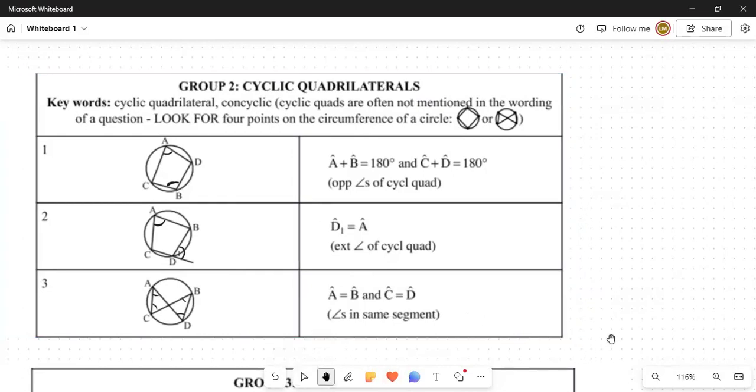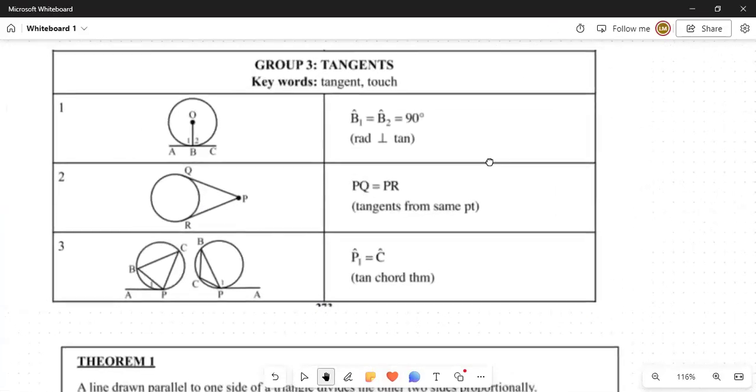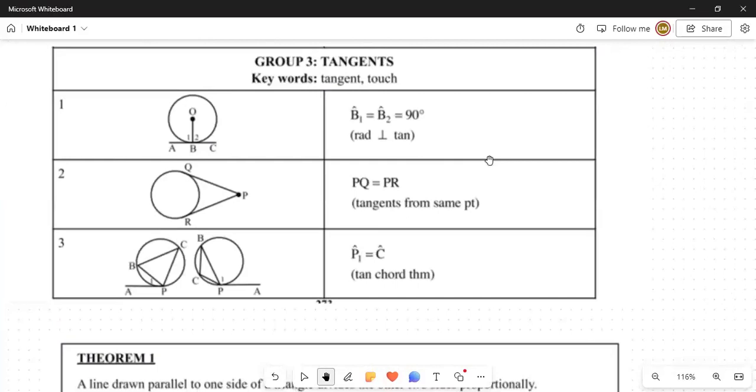The next group that we have here is the tangents. So if they tell you that you have a tangent, you can assume any of these, right? You can assume that the tangent is going to be perpendicular to your radius, right? Or if they want you to show something is tangent, this is one of the things you can try to prove, that it is perpendicular to the radius. Then you can say the line that's passing through is a tangent.